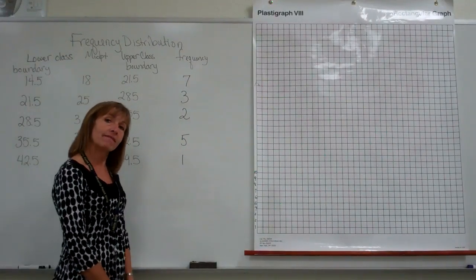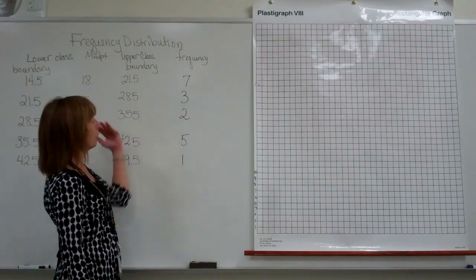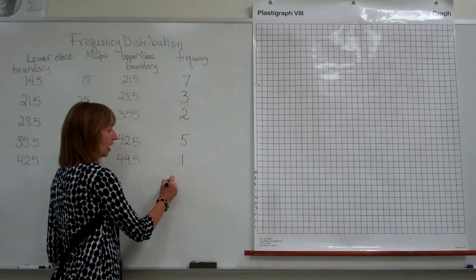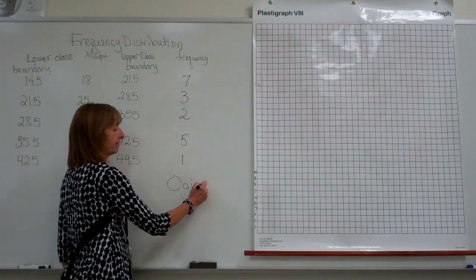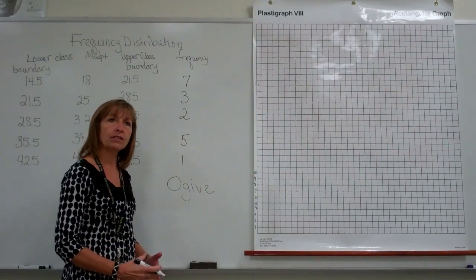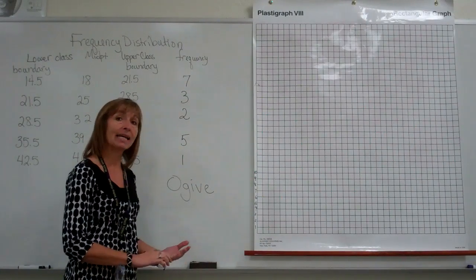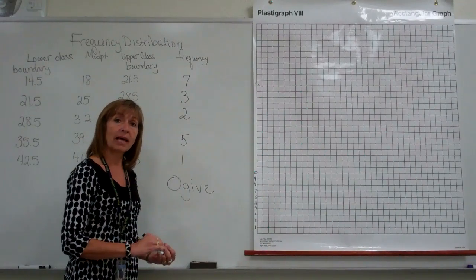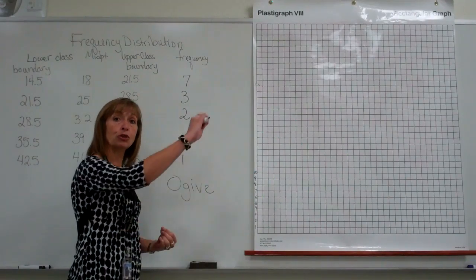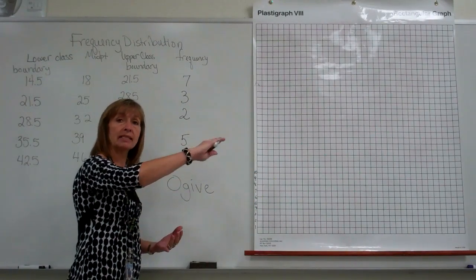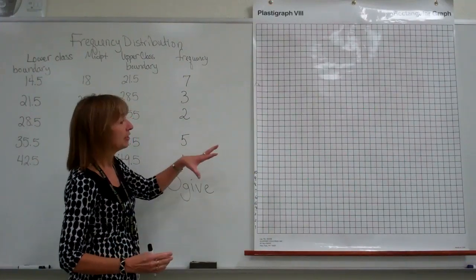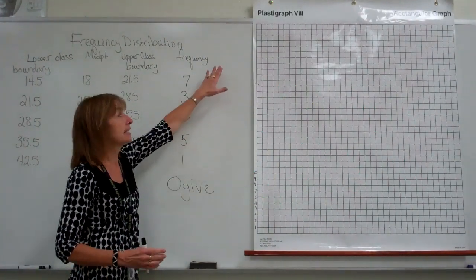A third type of graph that we can be asked to make from the information from our frequency distribution table is something called an ogive, O-G-I-V-E. And for an ogive, we are going to look at plotting dots again, but for the plotting of the dots, we want to go upper class boundary, comma, cumulative frequency, so that we can see how the data values accumulated over those spans.